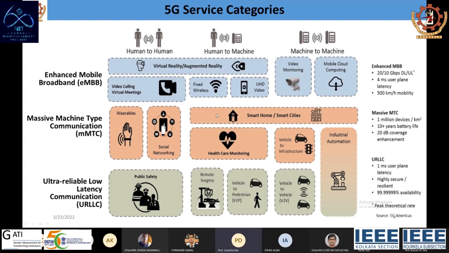And the third one is ultra reliable low latency communication. It has to give a very resilient communication link, for vehicle to X communication, industrial control and automation applications, as you see here. So these are the application domains given here.